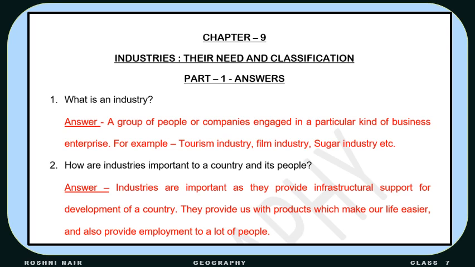We had started with the unit test portion. As I had mentioned earlier, we have two chapters, that is industries, their need and classification, from theme 5 industries, chapter 9 in your textbook, starting from page number 68. And you also have major industries, which comes on the same theme, industries, that is chapter 10, starting from page number 75.